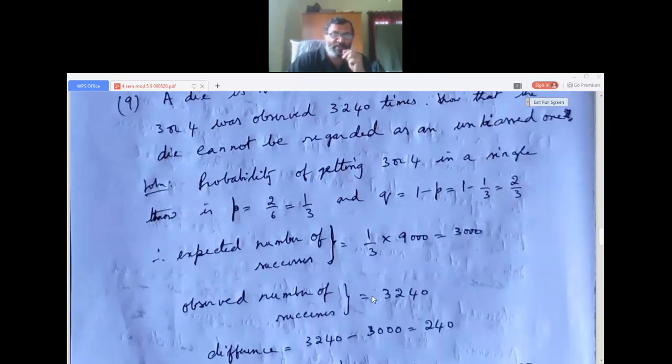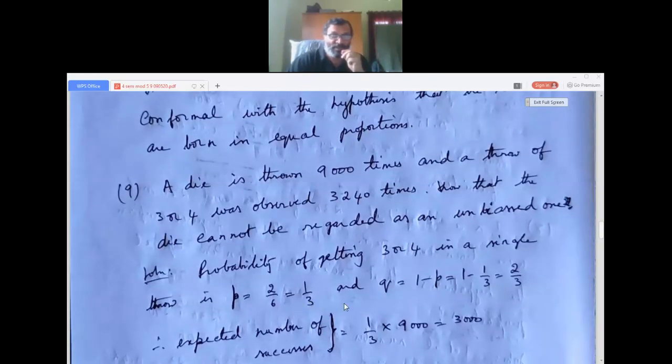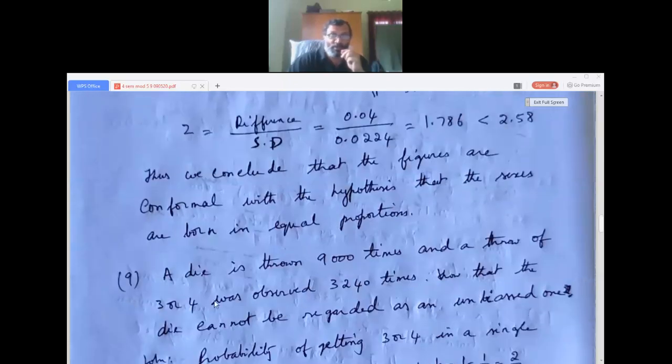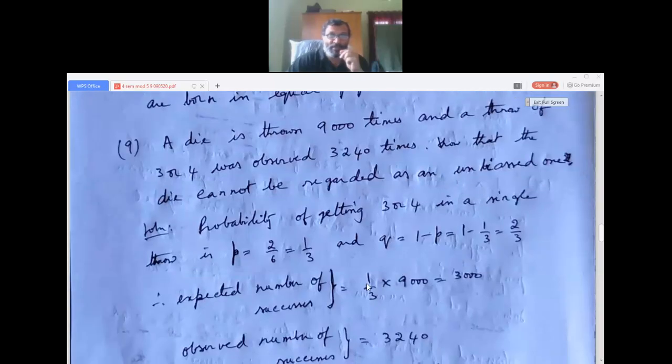Now, the expected number of successes. P is the success, the probability of getting 3 or 4 in a single throw, which is 2 by 6, that is 1 by 3. 3 or 4 was observed 3,240 times. If P is success, Q is failure, and P plus Q is 1. This you know from the basics. So the expected number of successes is 1 by 3 into 9,000, that is 3,000.